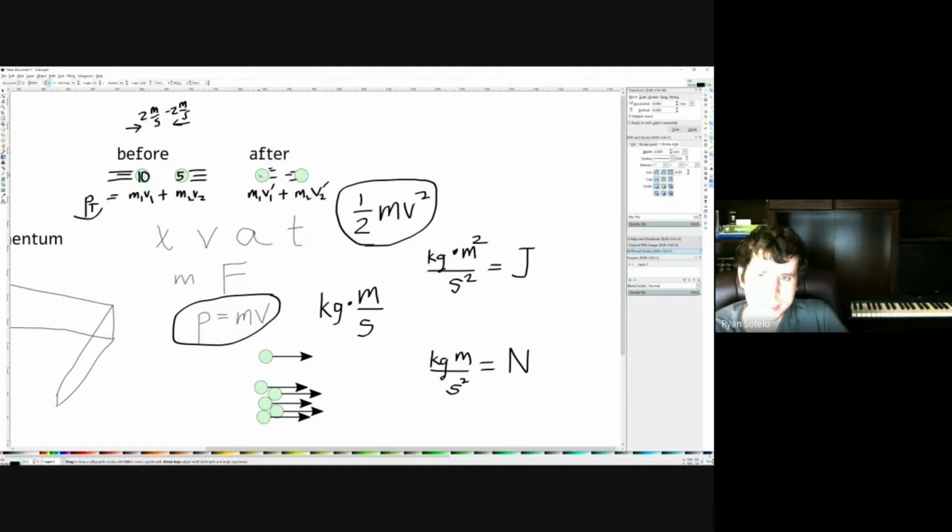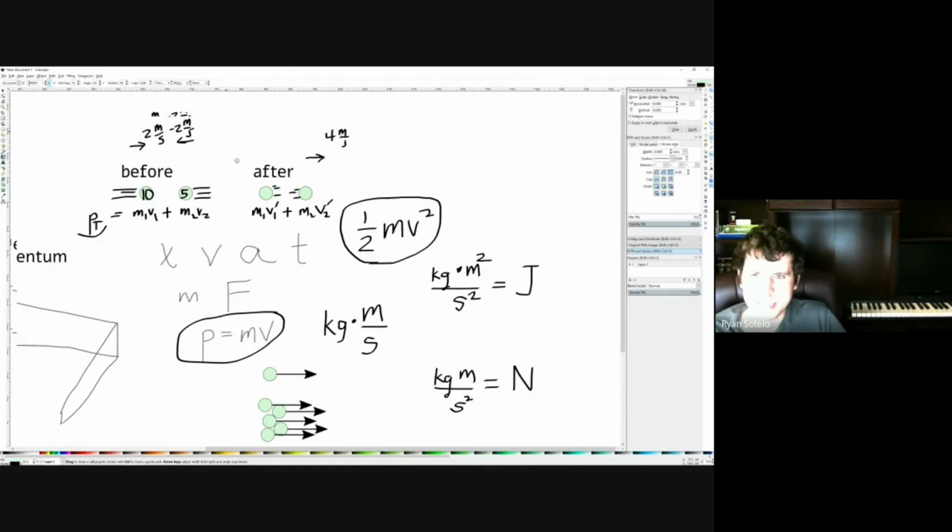Let's say after the collision, the 5 kilogram object is now moving to the right, let's say 4 meters per second. So they crashed into each other, and then the right one, the smaller one, bounces away quicker. What's the 10 kilogram mass doing?